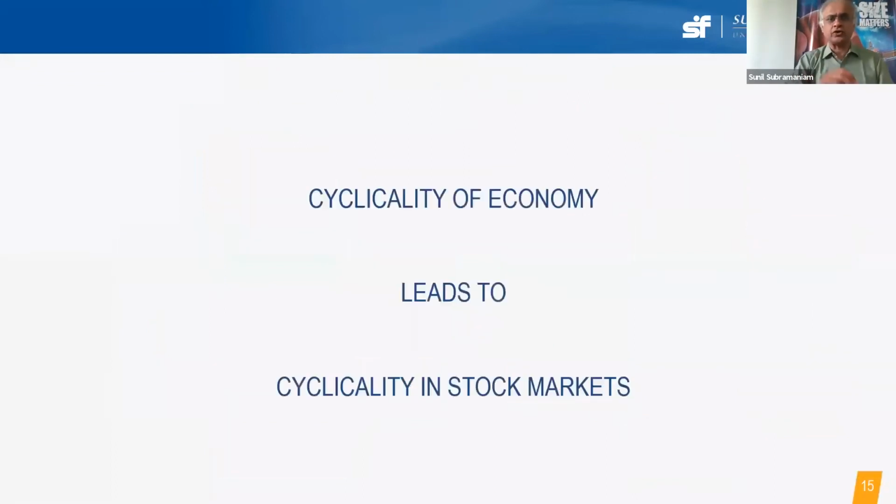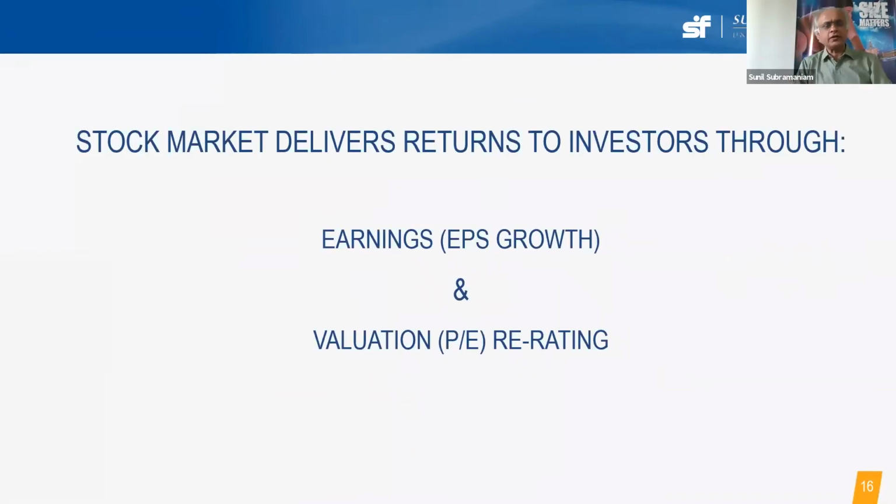And in the Indian economy, this cyclicality leads to cyclicality in the stock market, right? Why is that? Because stock market gives you returns how? Through EPS and through valuations. So EPS goes through the cyclicality because in a good cycle, EPS goes up. In a bad cycle, EPS comes down. Then on valuation, valuation is in turn decided by two things, right? Because if the PE goes up, you make money. PE goes down, you lose money. That is what is called re-rating.